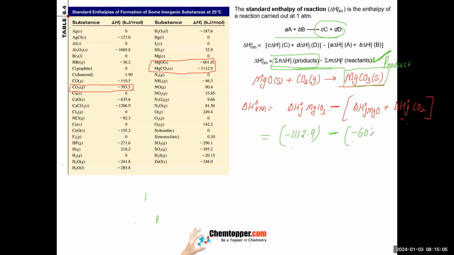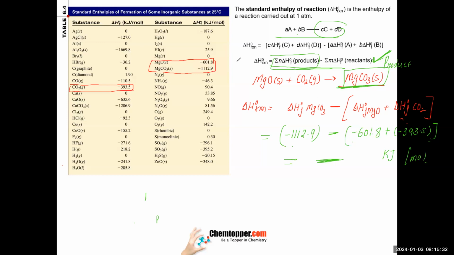Perfect. Minus 601.8. So it means formation of this magnesium carbonate is highly favorable. Minus 393. Yes, the value is negative. Perfect, Anil. Good. So this value will be negative. Units will be kilojoules per mole. This is 1 mole, kilojoules per mole.